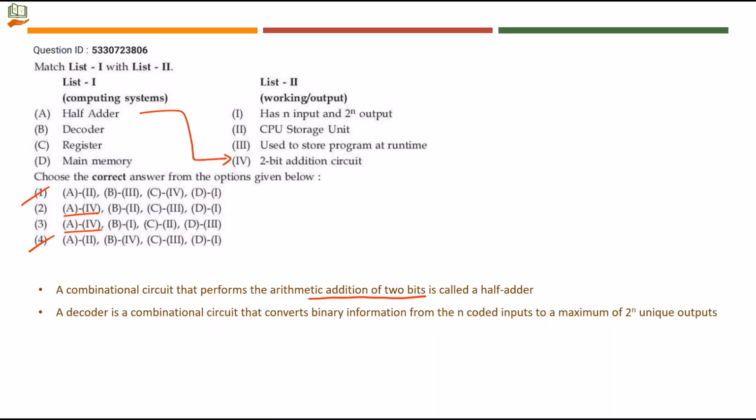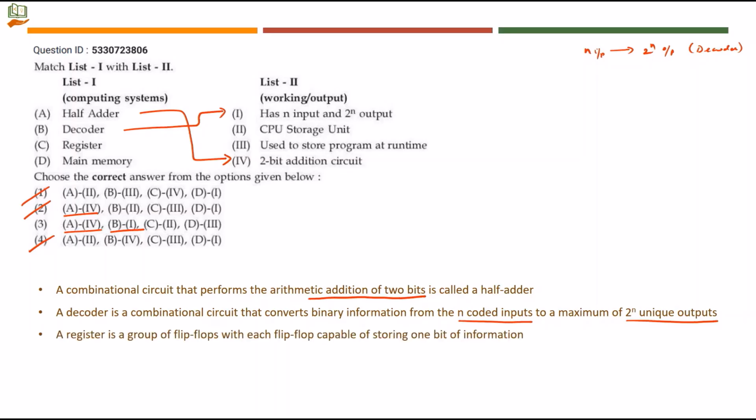A decoder is a combinational circuit that converts binary information from the n-coded inputs to a maximum of 2 power n unique outputs. So, when there are n inputs that are converted to 2 power n outputs, this is a decoder. What about the encoder? It is just the reverse. 2 power n inputs are applied to get n outputs. So, decoder can be mapped to 1, has n input and 2 power n output. B will be mapping to 1. So, we can rule out even option 2.